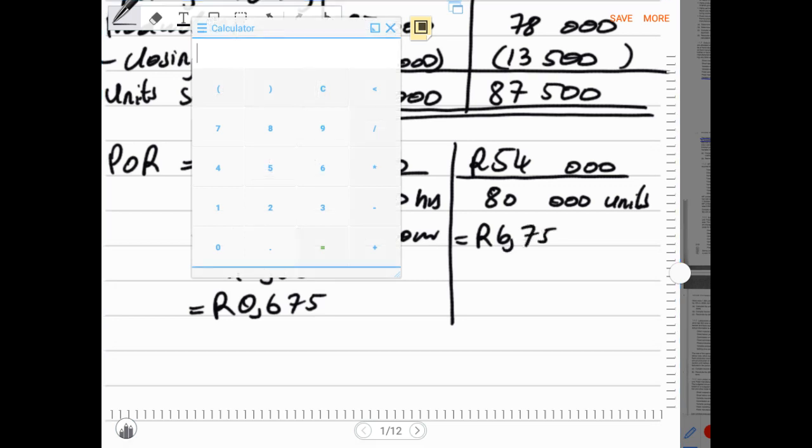Let me check, what am I doing wrong? It will be 54,000, and we divide that by 80,000.